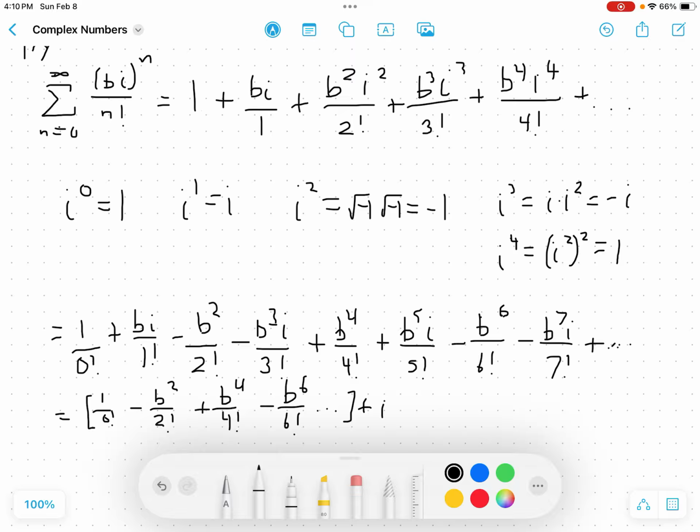And then we've got, essentially, that's our real part of the final answer so long as everything converges. And then the stuff involving I will give us the imaginary part of our final answer, again, assuming everything converges. So here we'll have b over 1 factorial minus b to the 3rd over 3 factorial plus b to the 5th over 5 factorial minus b to the 7th over 7 factorial.